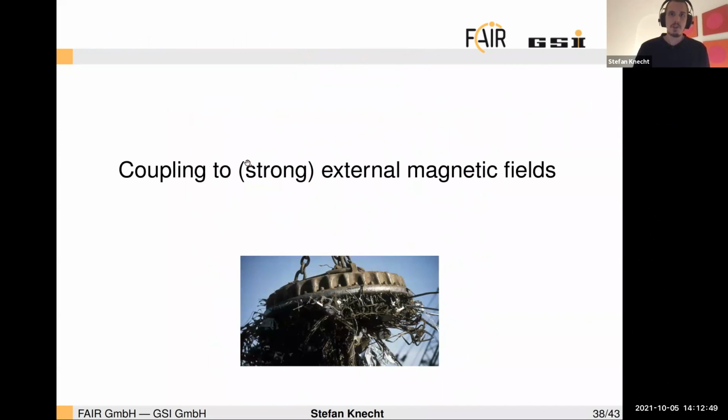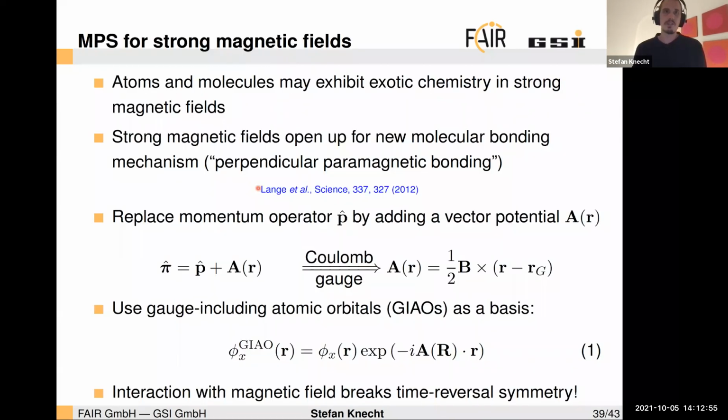So finally, one last thing that we just looked at is the coupling to strong external magnetic fields. The idea here is that atoms and molecules may exhibit exotic chemistry in strong magnetic fields, where there has been a particular example shown by Trygve Helgaker and co-workers a couple of years ago, where a new type of molecular bonding shows up for the hydrogen molecule in a strong magnetic field.